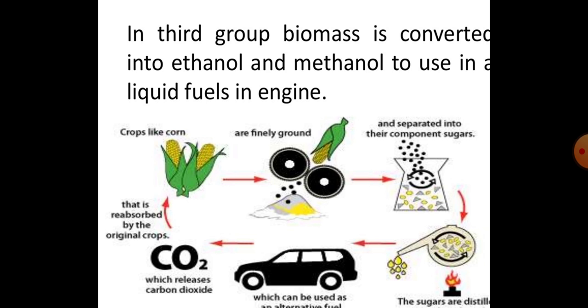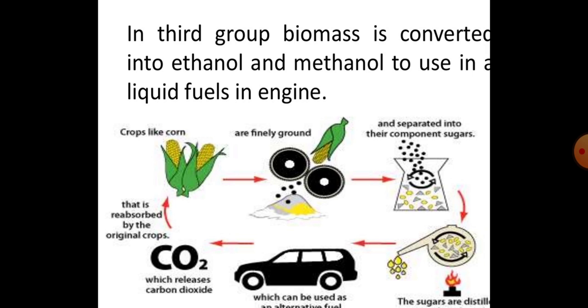So the sugar content is distilled from the crops, from the maize, and after distilling, we can get the ethanol and methanol, which can be used as an alternative fuel in our automobiles. Though the automobile will produce some carbon dioxide, which is a pollutant, that carbon dioxide will be absorbed by the maize again to produce the fuel. In this way it is a clean source of energy and not a pollutant source of energy. So this is the third type of biomass, the third group.